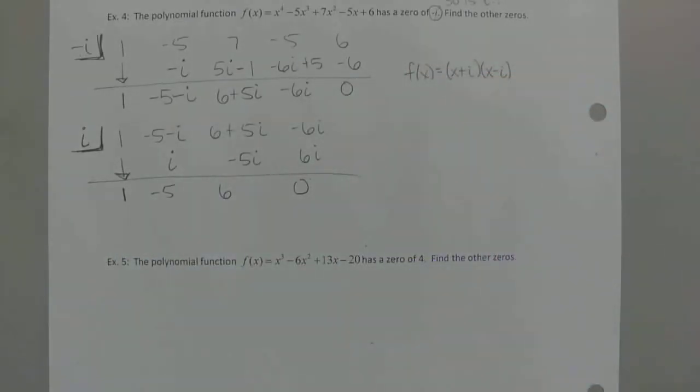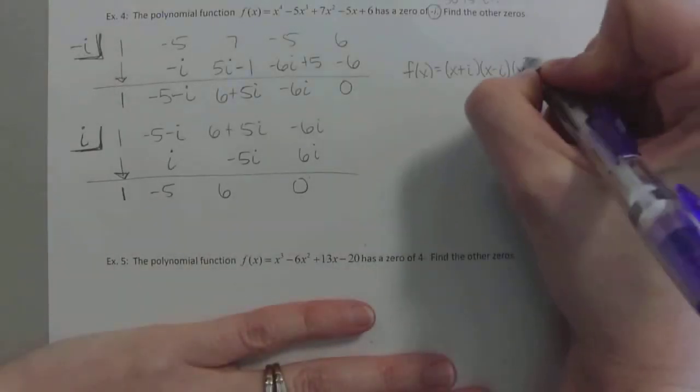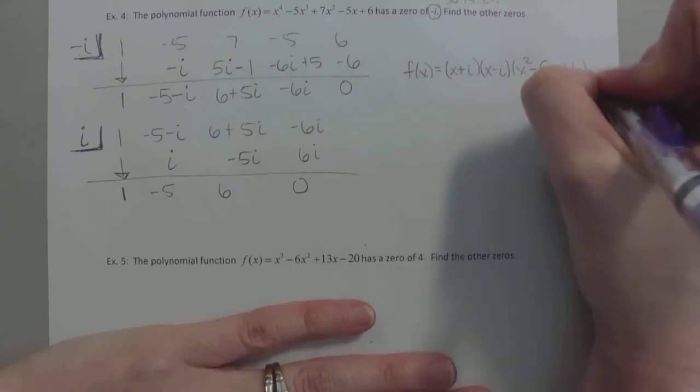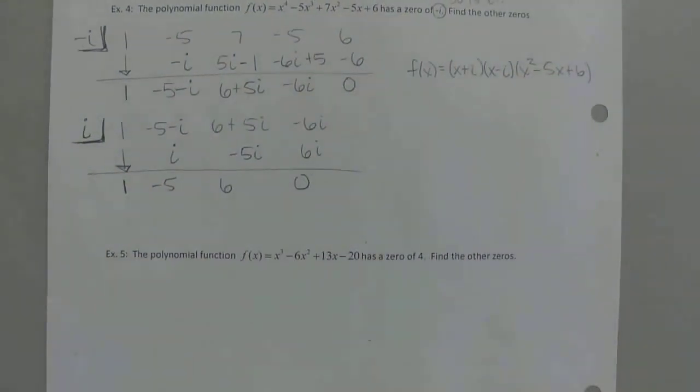The question is, what powers go with that quadratic? Well, what did we start with? What degree? Fourth. So when we did it the first time, it reduced this to a third degree. So what are we sitting at? You got it. So we'll have x squared minus 5x plus 6. Is that all right? x squared minus 5x plus 6. So we used the fact that we knew negative i was a zero to find another zero, positive i.